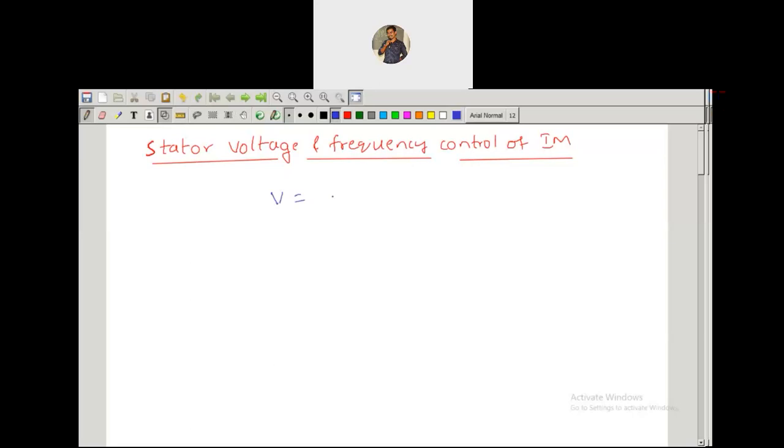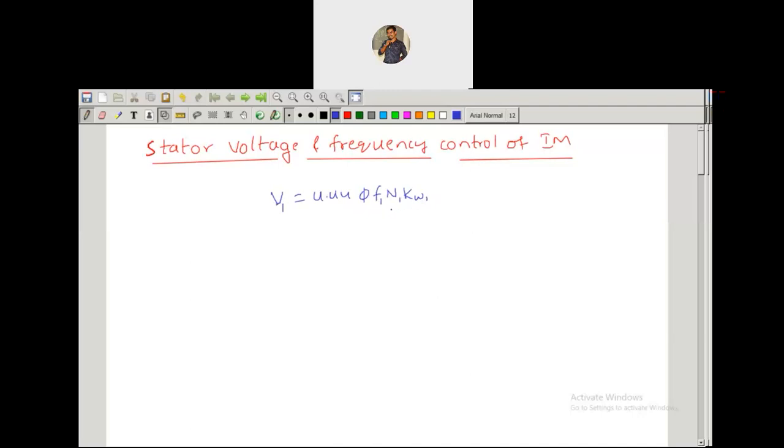V1 equals 4.44 flux Φm kW, right? So this is the voltage equation of a three-phase induction motor per phase, and as it is the stator voltage, I will represent it with V1, the frequency is F1, and the number of turns is N1 kW1. Okay, so it's a voltage equation.